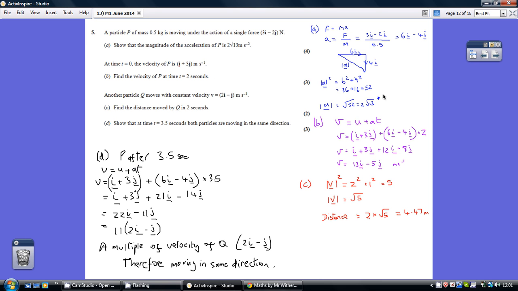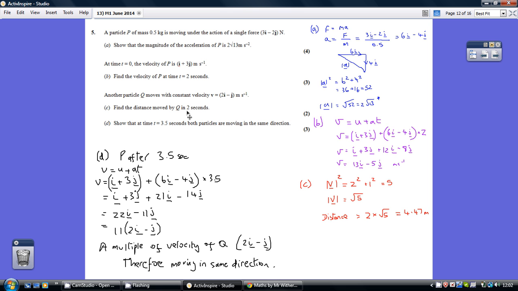Part B, we're just using from SUVAT v equals u plus at, and simply substituting in the vector for u, the vector for a that we know from part A, and time is 2, giving us v, the final velocity in vector form, 13i minus 5j.